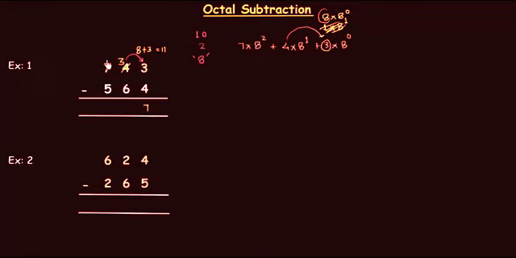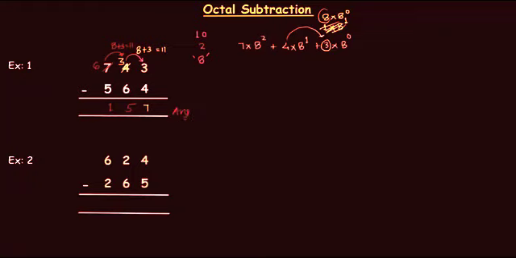3 minus 6, again we have to take borrow from the next position. So we have 8 as the borrow and plus 3 will give us 11 again. 11 minus 6 is 5. The 7 has given the borrow, so we are left with 6. 6 minus 5 is simply 1. So the answer is 157.